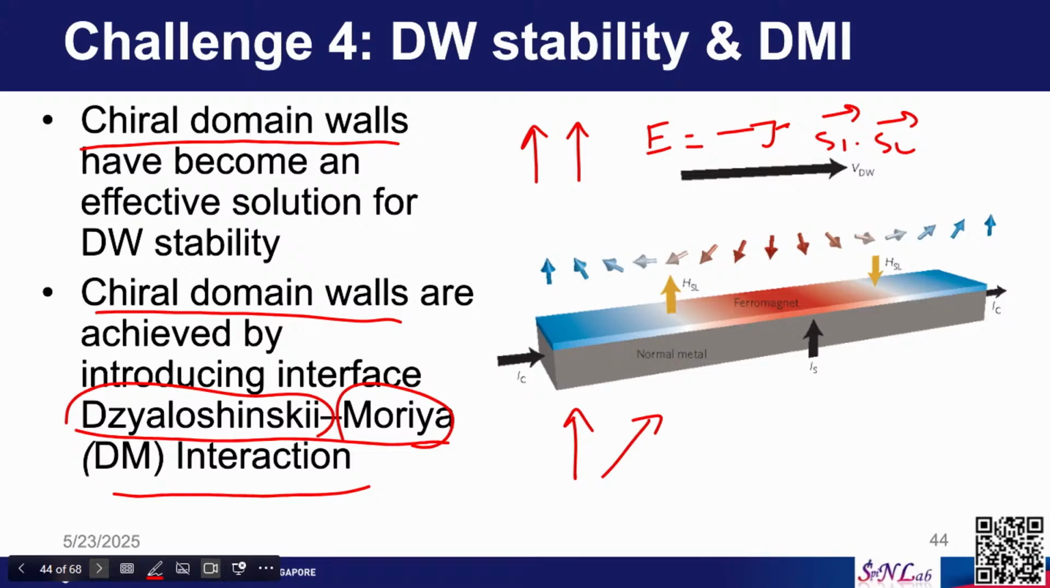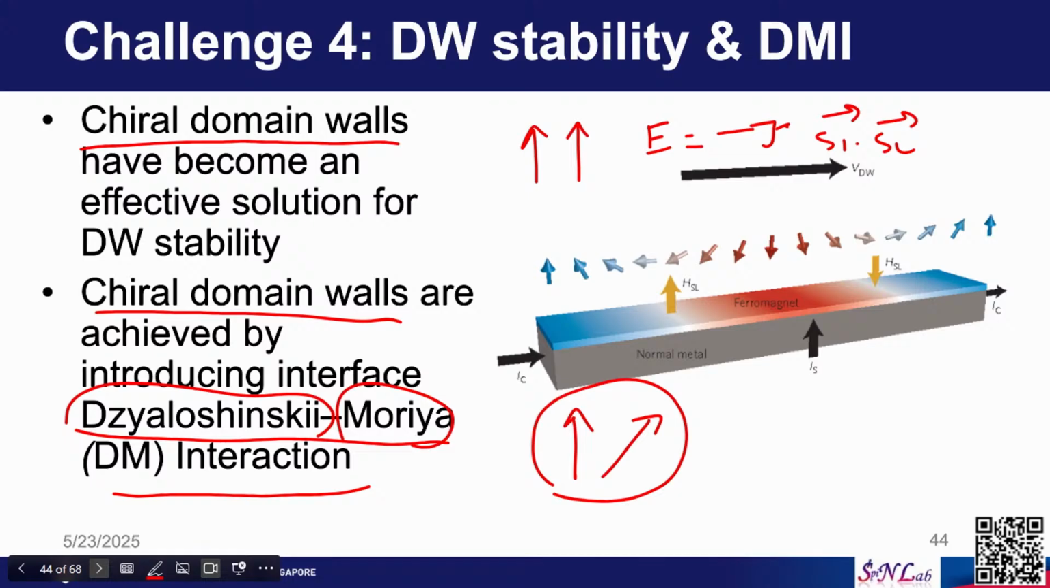But somewhere in the 1950s, people noticed that in some materials the neighboring spins are at some angle, not parallel. So, they tried to understand what causes the neighboring spins to be tilted at some angle. For that, these two scientists came up with an explanation. I will not go into the detail.